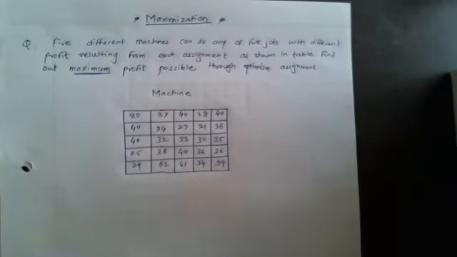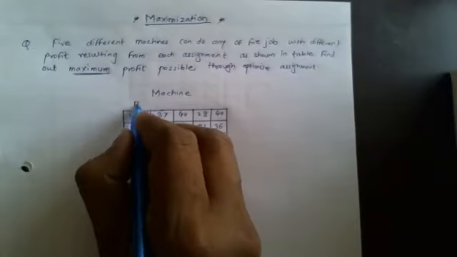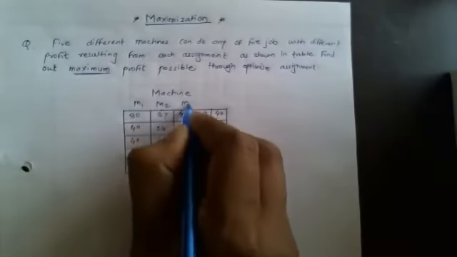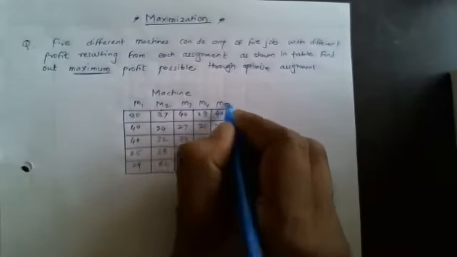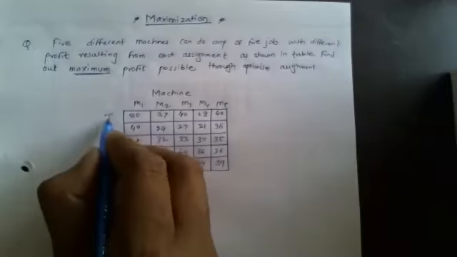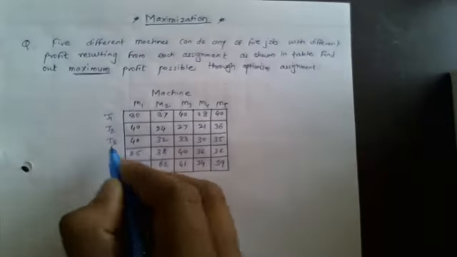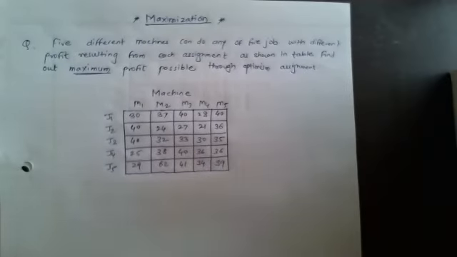Okay. So this is the cost matrix of this given numerical. There are 5 machines and 5 jobs. Let us say these are the machines. I will write M1, M2, M3, M4 and M5. And these are the 5 jobs, that is J1, J2, J3, J4 and J5. So this is the cost matrix they have given. So you have to maximize the profit by assigning each job to each machine, or we can say by assigning different jobs to different machines.